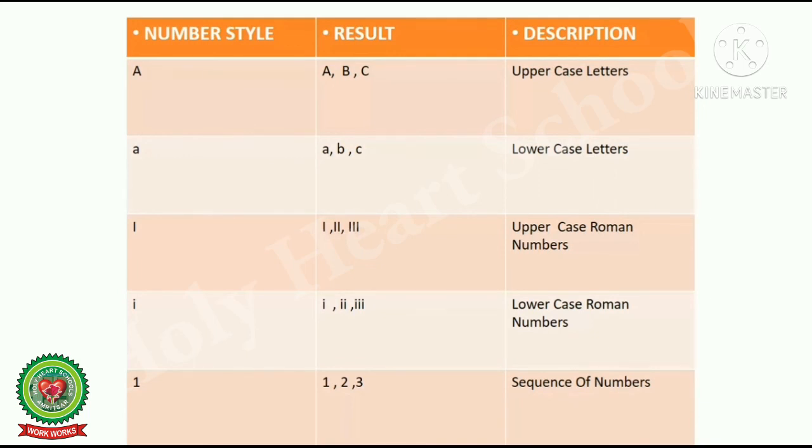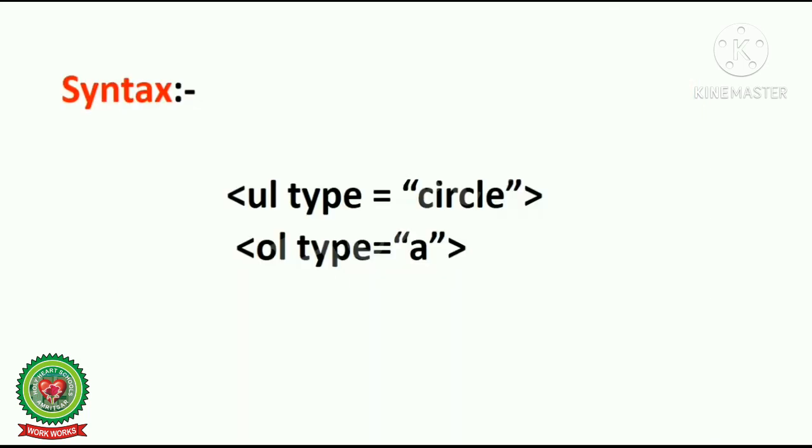And this is the syntax for type attribute. UL, angular bracket start, then UL, then type is equal to, in double quotes you will write any type, circle, disk, and then angular bracket close. And for the ordered list, angular bracket start, OL, type is equal to small a in double quotes and then angular bracket close. Now let's see it practically.